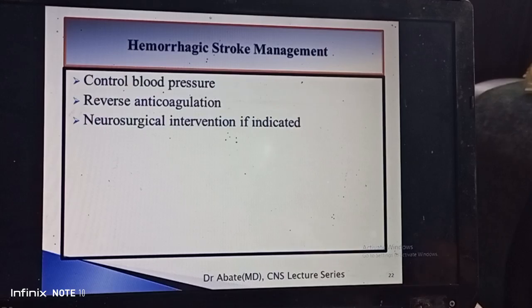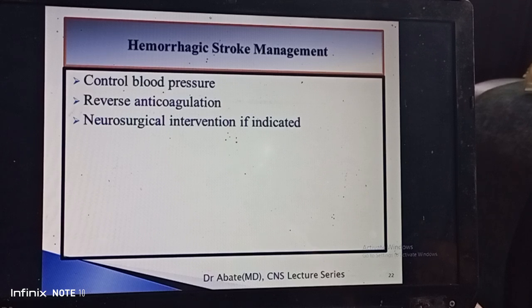For hemorrhagic stroke, if the CT result shows the patient has a hemorrhagic stroke, a very important part of management is first to think about the blood pressure of the patient. Controlling the blood pressure is the mainstay of management for patients with hemorrhagic stroke.